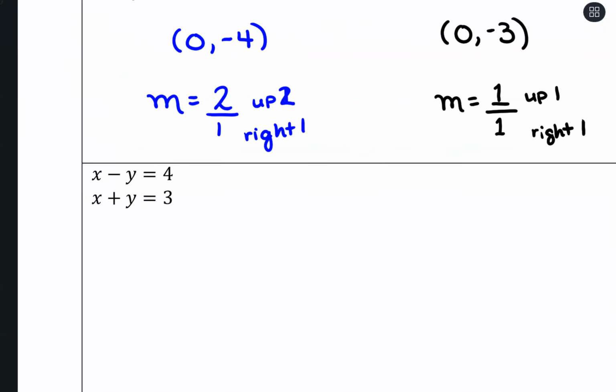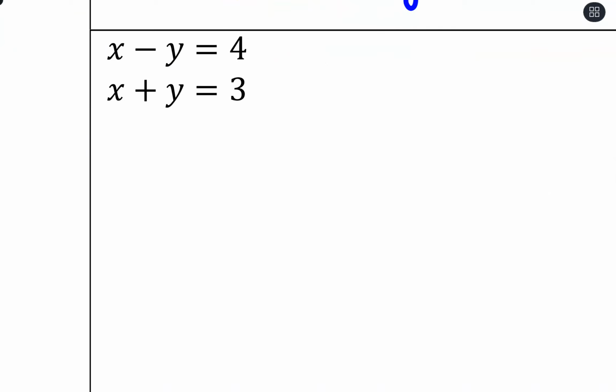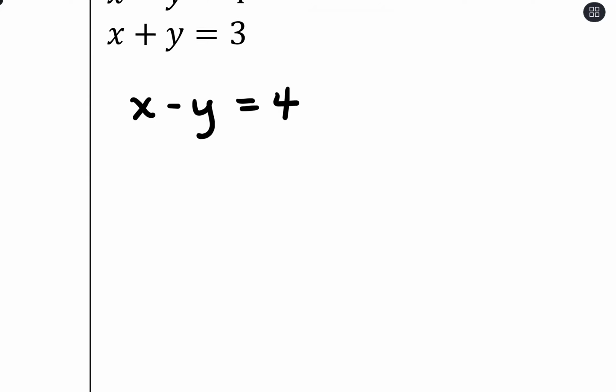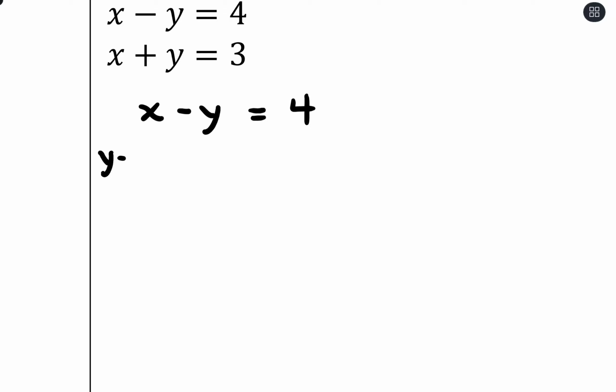All right, so what if it's not nicely in y equals mx plus b form? Well, we can put it into y equals mx plus b form. So if we have x minus y equals 4, also you could use, in fact, let's do that. Just for some more practice from our last videos, let's use x and y intercepts here. So x minus y equals 4. And let's start with the y-intercept.